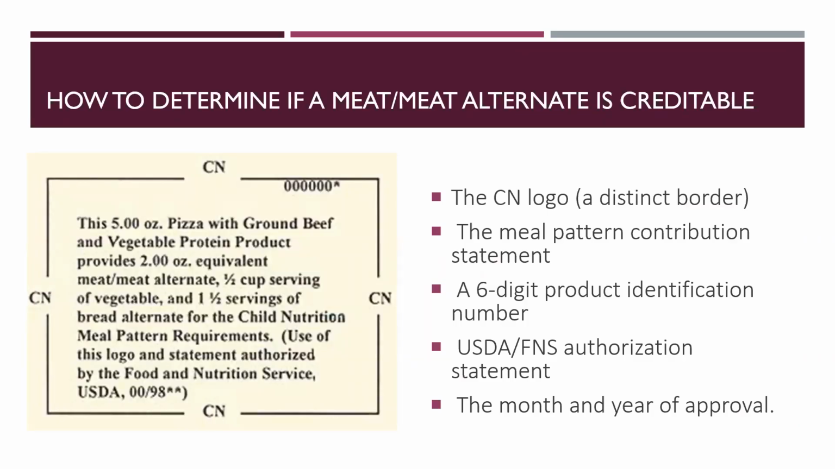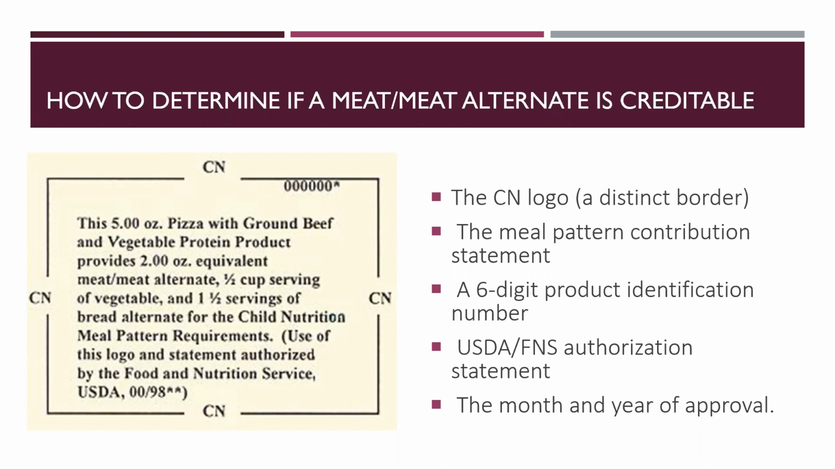Menu planners cannot determine the amount of meat alternate component in a product by reading a nutrition facts label or ingredient statement. If a commercial processed product does not have a CN label, CACFP facilities must obtain a product formulation statement from the manufacturer that indicates the product's meal pattern contribution.